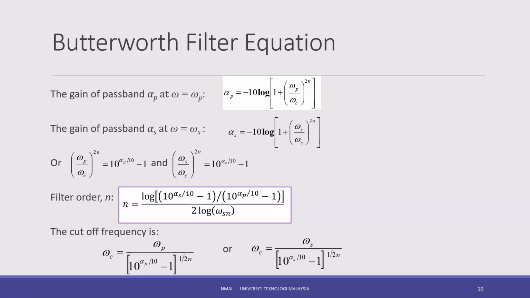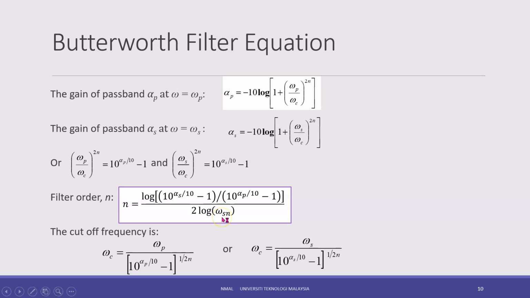We can also use this formula to validate the alpha P and alpha S that we have. Later on I will show you. And first, before you find the coefficients of the transfer function, you need to find the filter order. Use this formula, which is also given in the list of formulas.